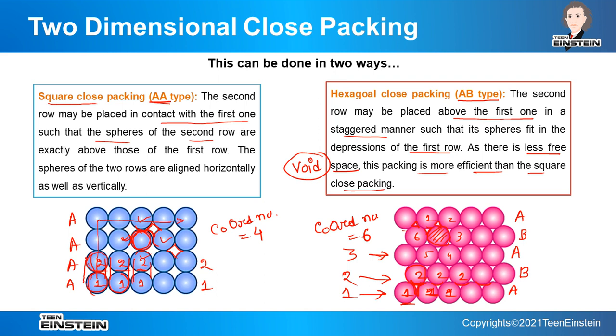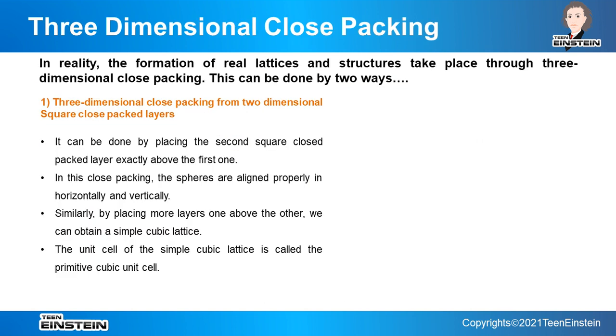So this is two-dimensional closed packing. Now the main important thing is the three-dimensional closed packing, because in reality, when we consider an actual real lattice or crystal, the formation of this real lattice takes place through three-dimensional closed packing. Now here also we have two ways.